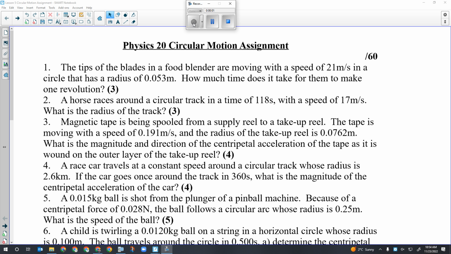So this assignment tests basically everything from the first half of the unit. That starts out with stuff as simple as T equals 1 over f, v equals 2 pi r over T, centripetal acceleration is v squared over r, and then it goes into centripetal force, just the formula for centripetal force: Fc equals m v squared over r.